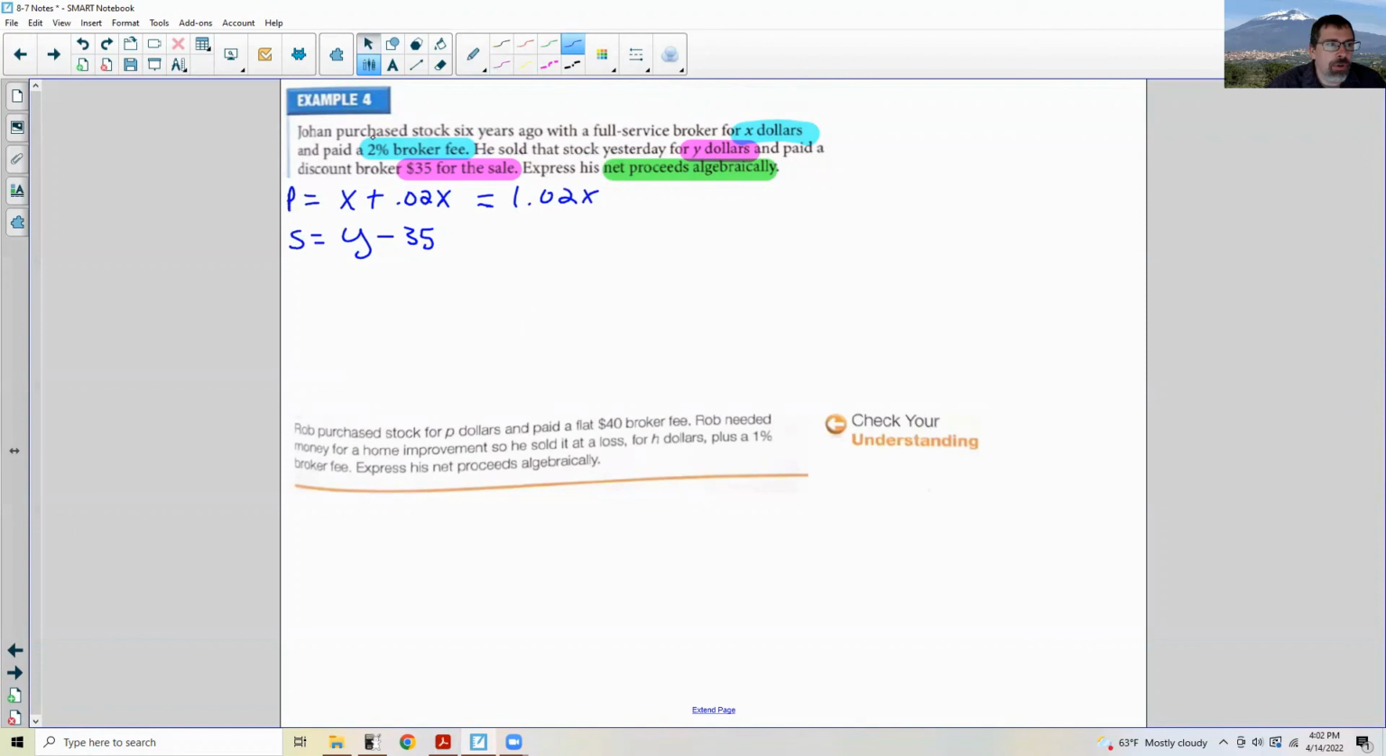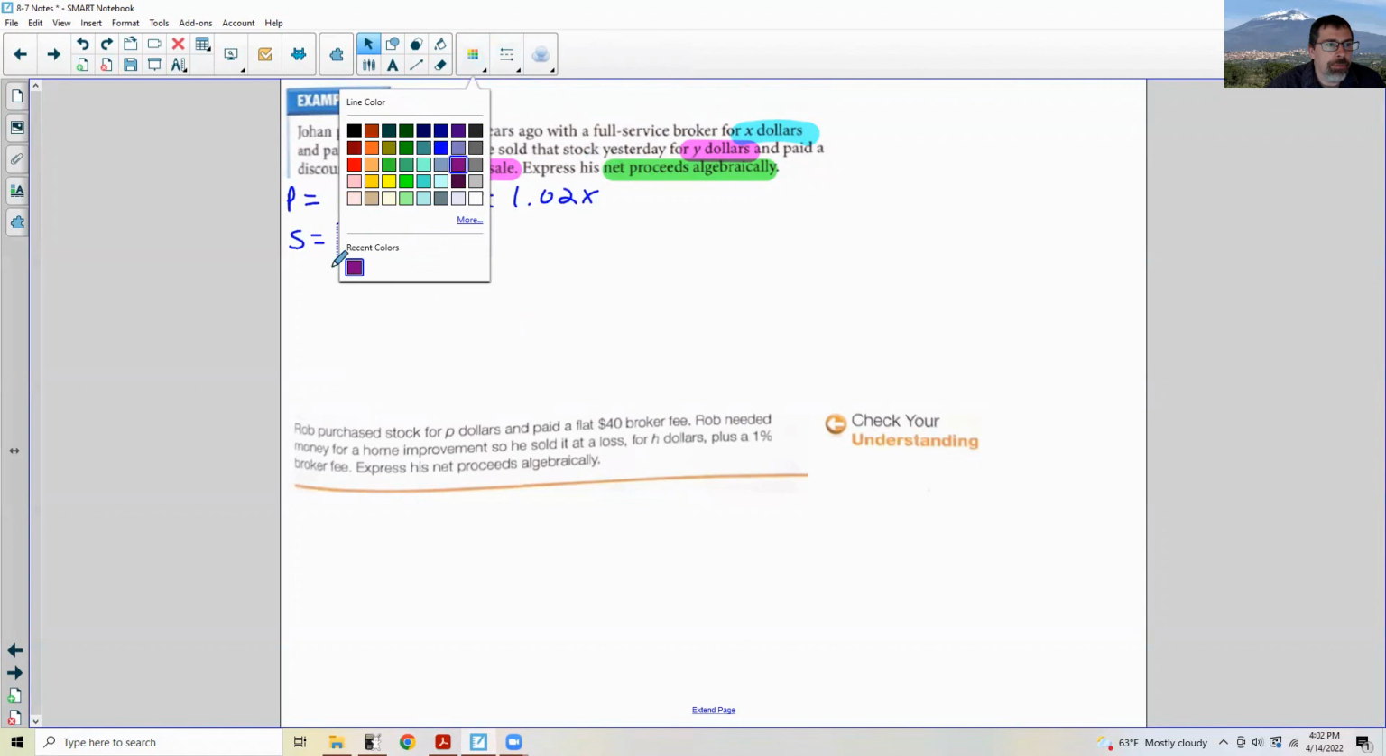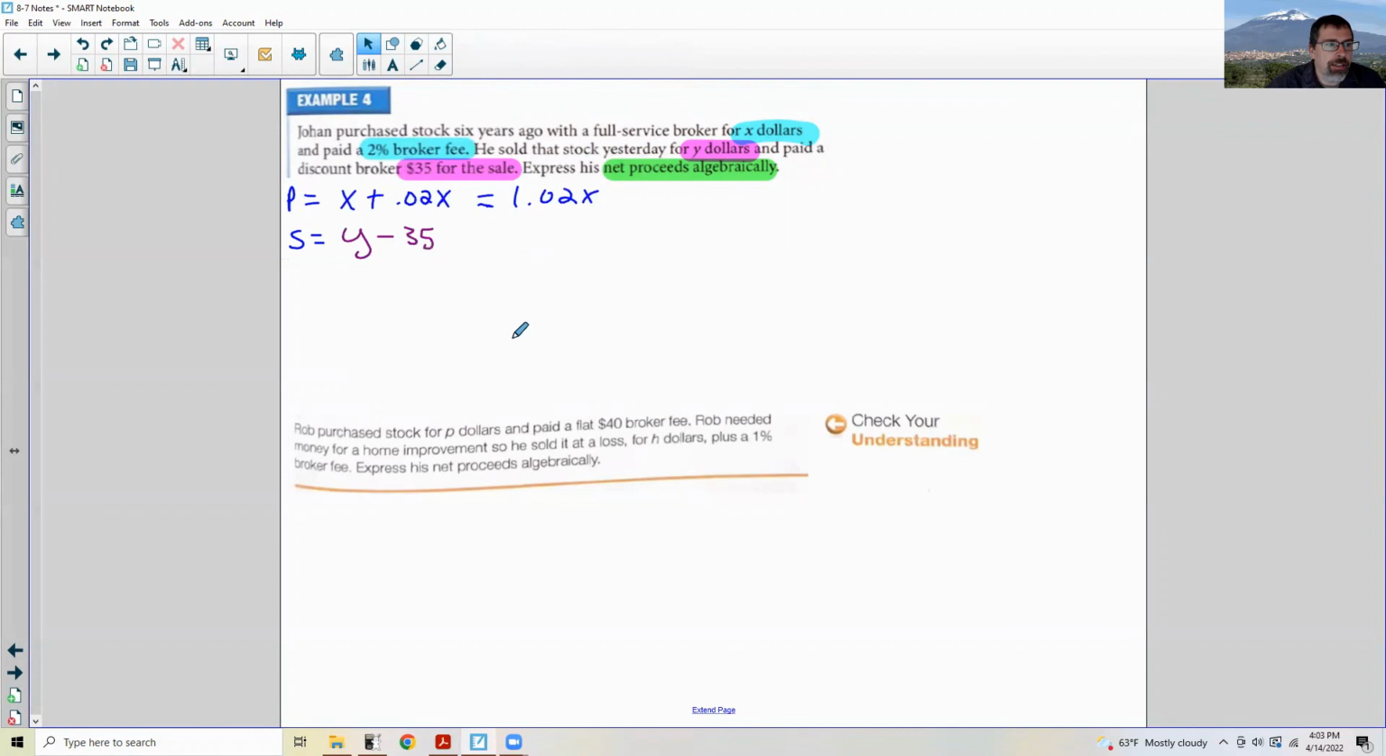All right. So I did want to change this color to purple because it matches. Oh, never mind. It matches the highlight. But anywho, I did click this. It just, for some reason, my pen doesn't always do what I ask it to do. But anyhow, there we go. S equals Y minus 35.